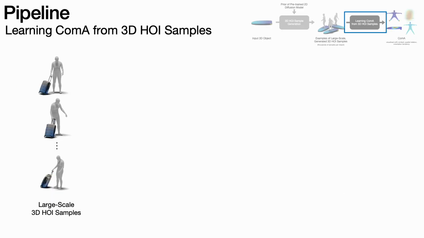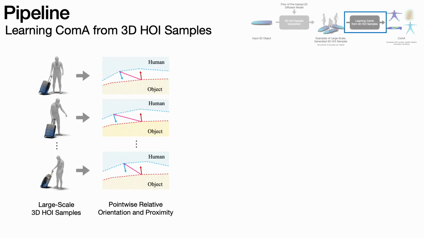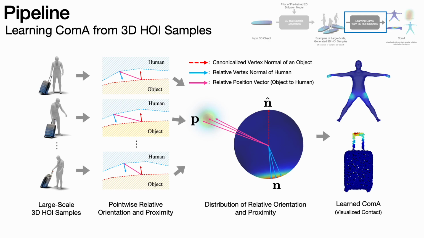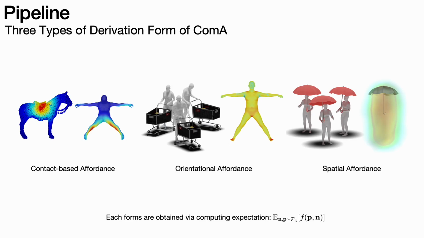From the large-scale generated 3D human-object samples, we learn COMA by constructing a distribution of relative orientation and proximity for all human-object vertex pairs. This distribution captures the patterns of contact, orientation, and positions during human-object interactions and can be derived into various forms of affordances. Here, we showcase 3 types of affordances: contact-based affordance, orientational affordance, and spatial affordance, which can be derived from COMA. These affordances can be obtained by simply computing the expectation of functions defined for each.